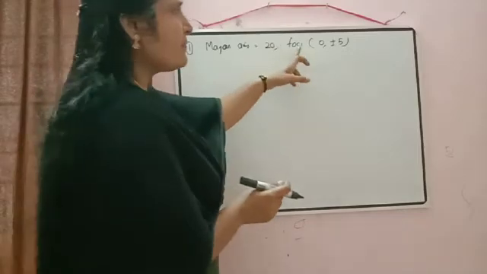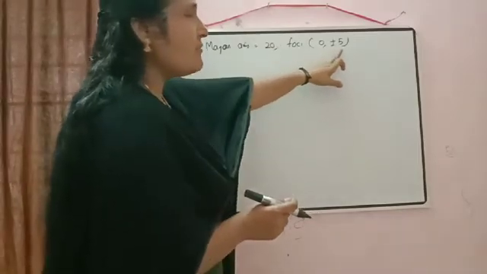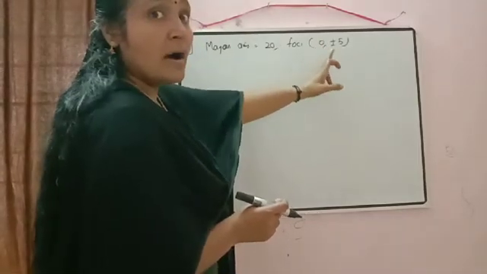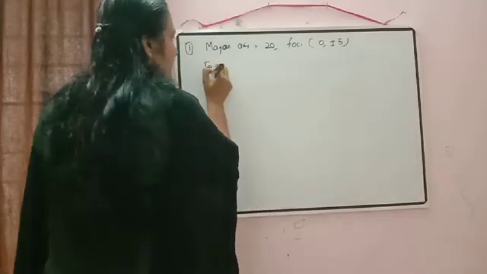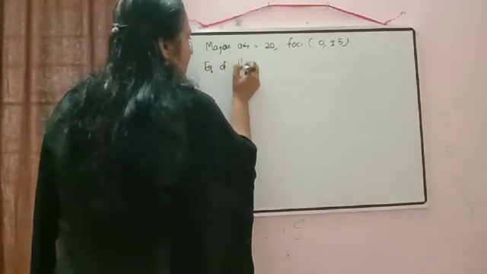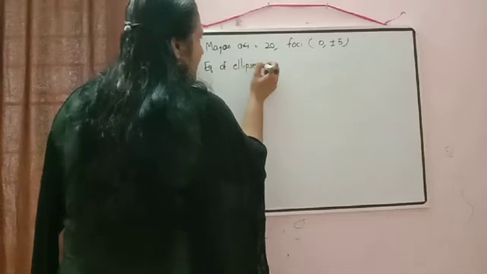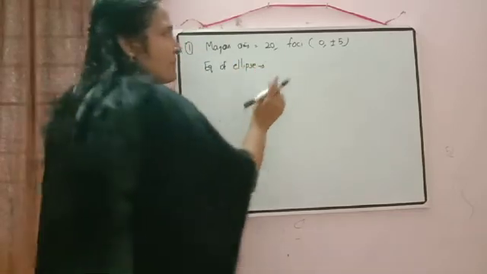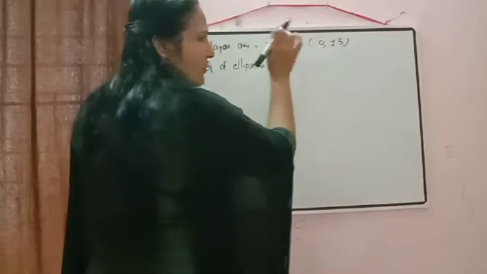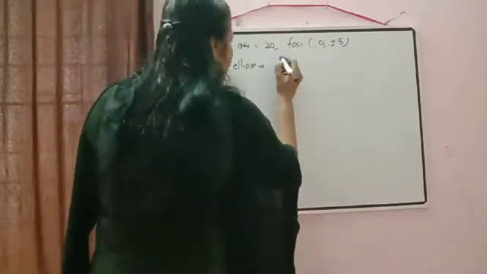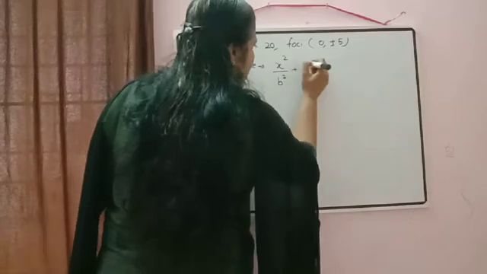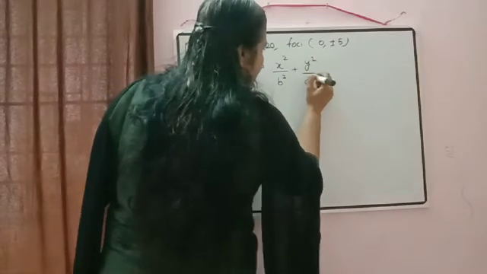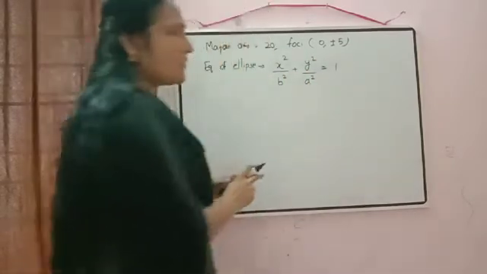Now you can check, your foci is on which axis? On y-axis. Then what will we write? Equation of ellipse. In this case, if you write it this way then confusion will not come. When your foci or whatever is given is on y-axis, you write down the equation in this way: x square by b square plus y square by a square is equal to 1.